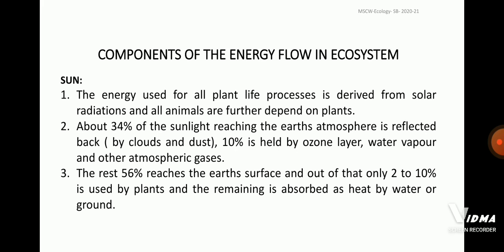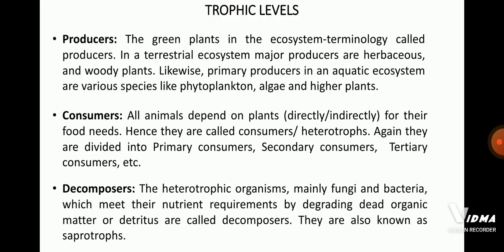The next component of energy flow is the various trophic levels. The first trophic level is the producers. The green plants in the ecosystem are called producers since they produce or manufacture food in the process called photosynthesis using sunlight, carbon dioxide, water and the chlorophyll pigment.